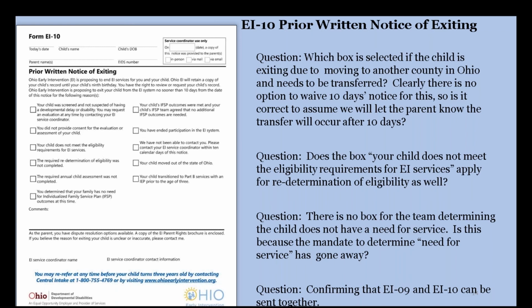Thank you. A couple more. Does the box, your child does not meet the eligibility requirements for early intervention services, apply for redetermination of eligibility as well? Absolutely. Okay. There is no box for the team determining the child does not have a need for service. Is this because the mandate to determine the need for service has gone away? That is correct. The presumption of need for service is there whenever a child is eligible. Question, just confirming that EI-09 and EI-10 can be sent together. Yes, they probably should be sent together. All right, I think that's all we have time to answer for EI-10.